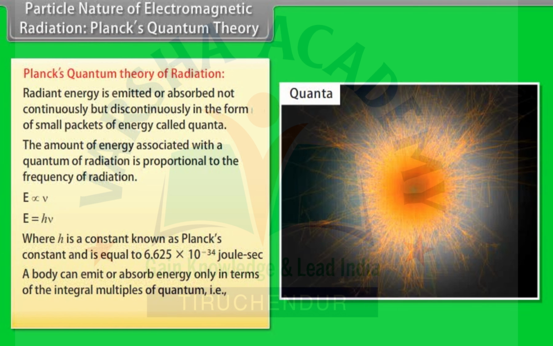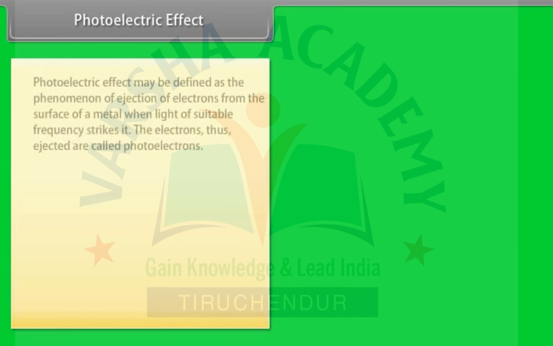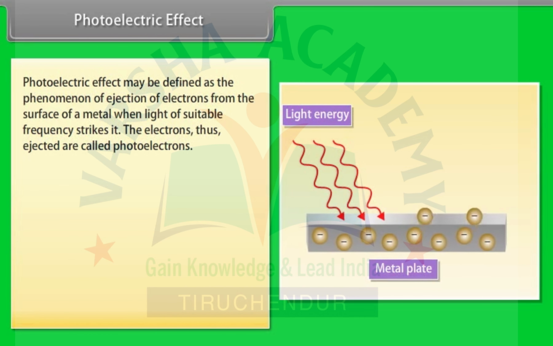A body can emit or absorb energy only in terms of the integral multiples of quantum, that is, E is equal to nh nu, where n is equal to 1, 2, 3, 4, etc. Photoelectric effect. Photoelectric effect may be defined as the phenomenon of ejection of electrons from the surface of a metal when light of suitable frequency strikes it. The electrons thus ejected are called photoelectrons.